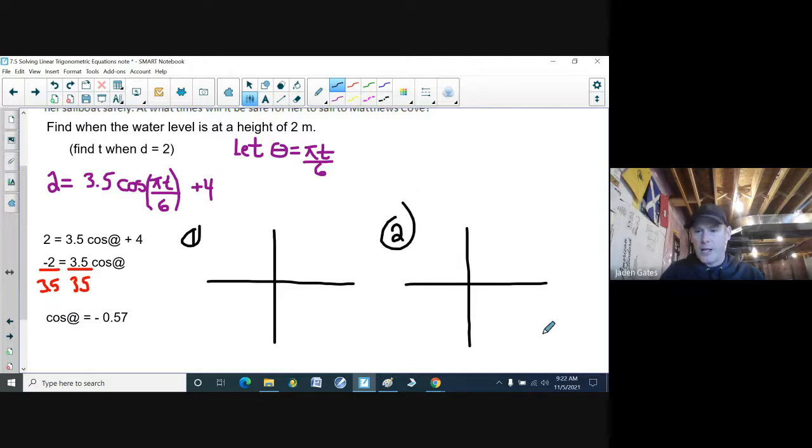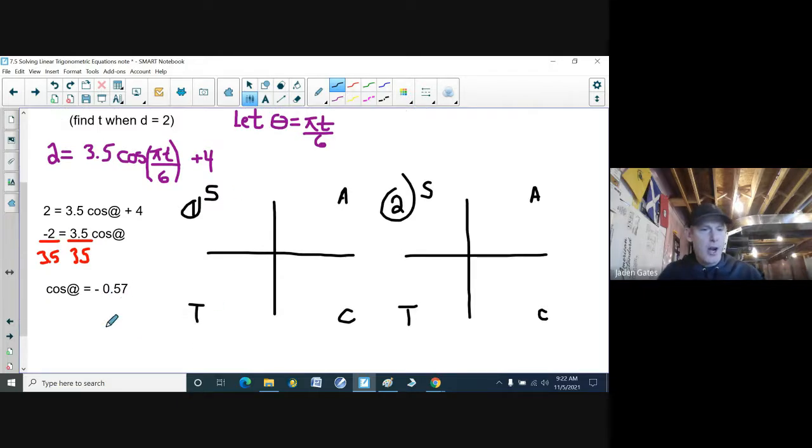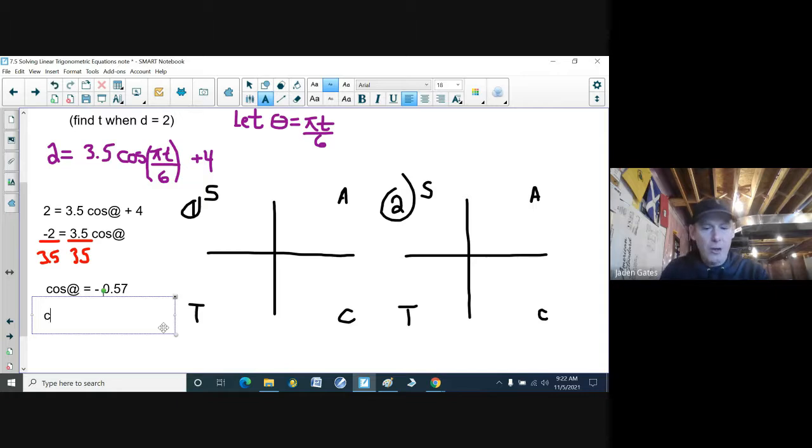Again, we're going to have to apply the CAST rule. C-A-S-T. Now, again, I do not care about the sign. Well, I do care about the sign, but it will be taken care of with the CAST rule. What I want is my reference angle here in radians. So I'm going to take cos inverse of 0.57, and I end up getting, in radians, 0.96.